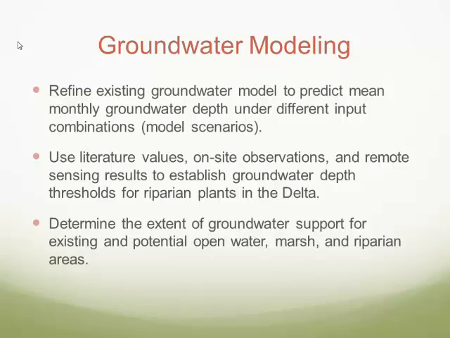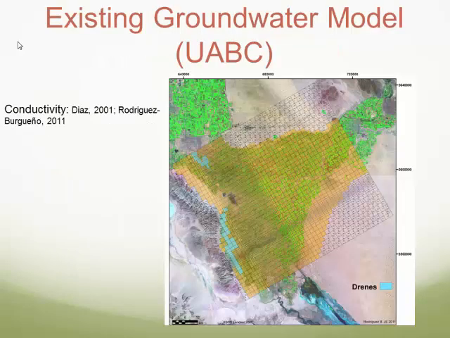And then I mentioned some objectives on the previous slide, but the outcome of the modeling effort is really to determine the areas that will be suitable for different habitat types based on the groundwater modeling outputs. Okay, I'm not a groundwater modeler, so I'm going to present some stuff and talk about it generally, but without going into too much detail.